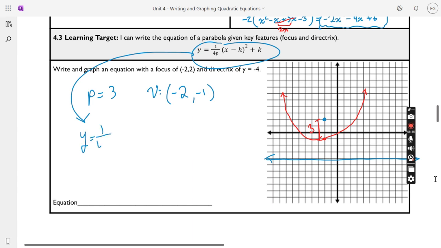Got 1 over 4 times p, which we know is 3. We got x minus negative 2, which you know should be positive, and minus 1. Once we write this all out, we're going to get y equals 1 over 12 times x plus 3 squared minus 1. Keep in mind, the p was not negative because you see how the graph opens up. You see that the focus is above the vertex, which is how it should be.